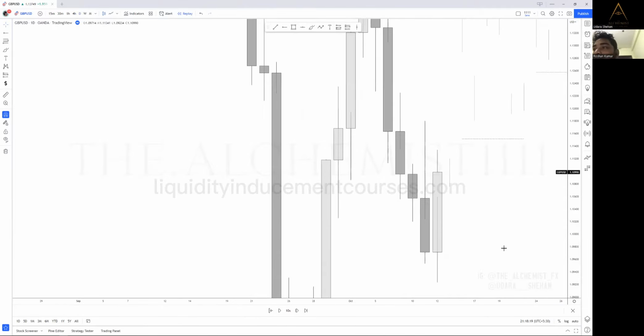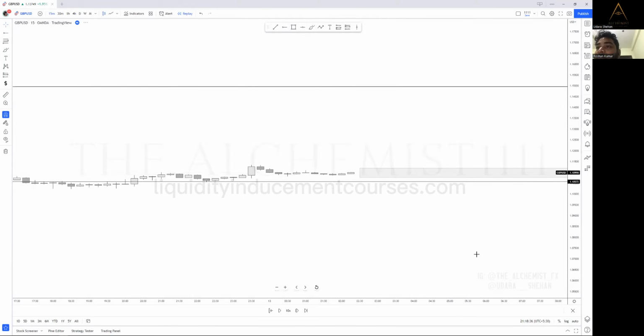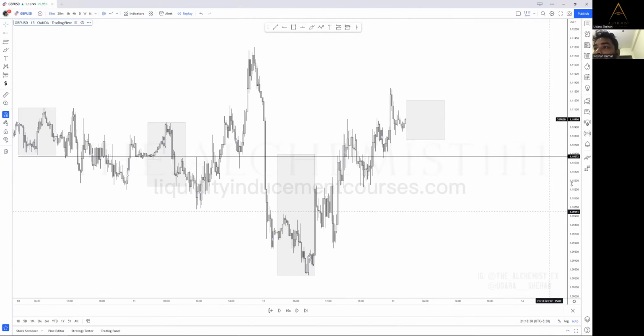What is this? This is an order block, right? That's the push down before the push up. What is the order block? Is it the whole candle? No, it is the opening price of this, or the closing price. Can you see that? And then I'll just show you a little sneak peek of what we do.